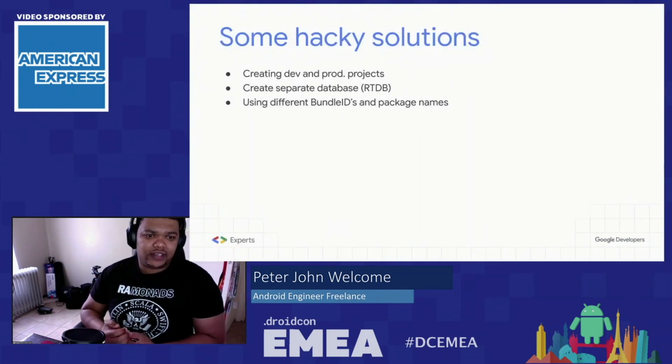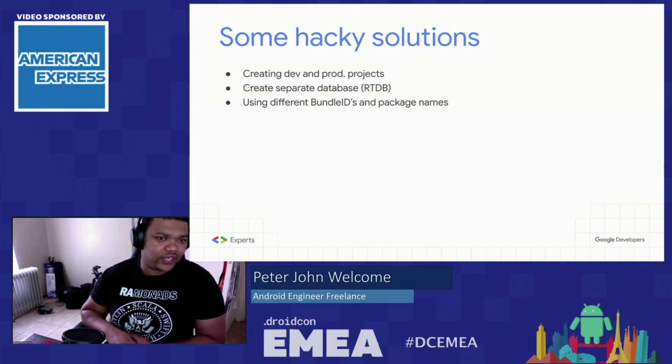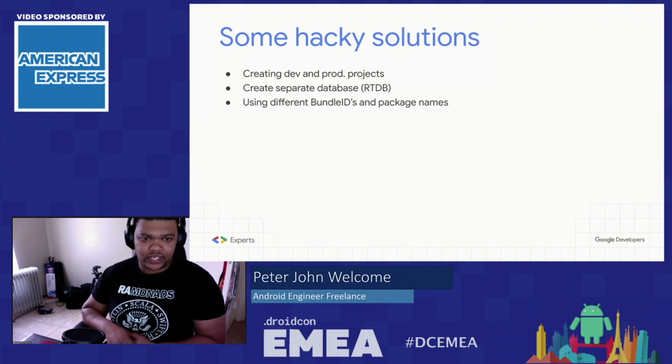So there were a few hacky solutions for this. You could create multiple projects. You could create a developer project and a production project, and then connect to the two projects separately with two different JSON files that Firebase provides to you, and that could work quite nicely. But I still felt like that was a bit of a hack. You still had to connect to both of them online.